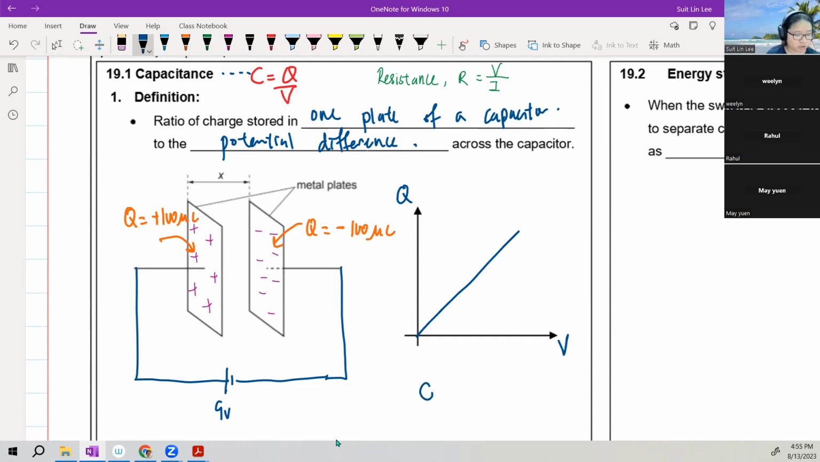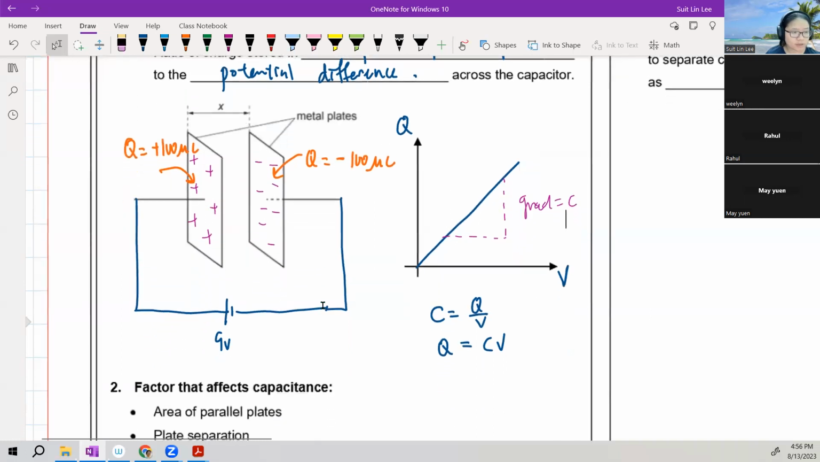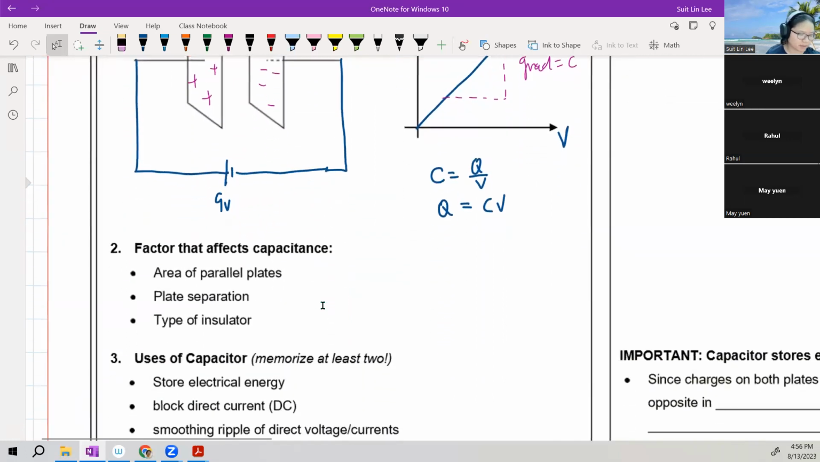Okay, so from the equation, Q is equal to CV because C is Q over V. There, the equation, the definition, C is Q over V. So Q is equal to CV. If they ever give you this graph, you can use the equation to help you see that the gradient is equal to C. Okay, so what are the factors that will affect the capacitance, just in case they ask for explanation? Capacitance is proportional to area. Kind of makes sense, right?